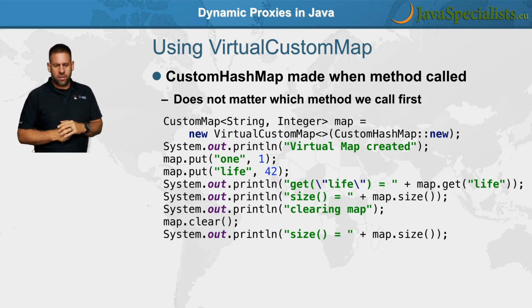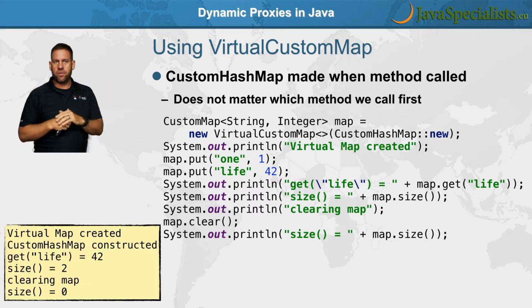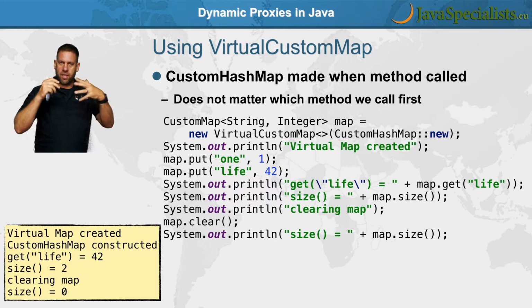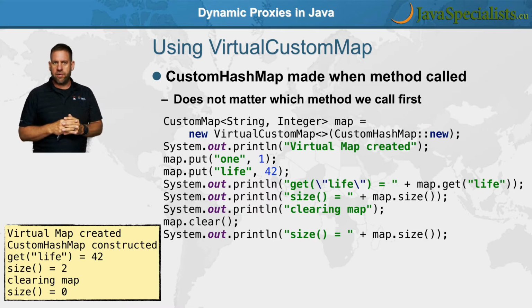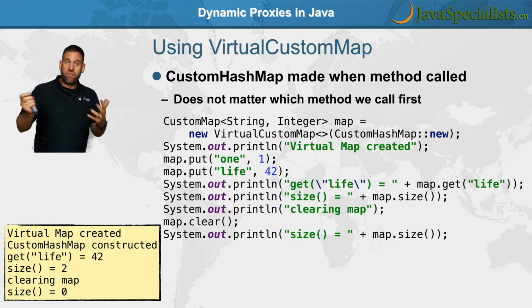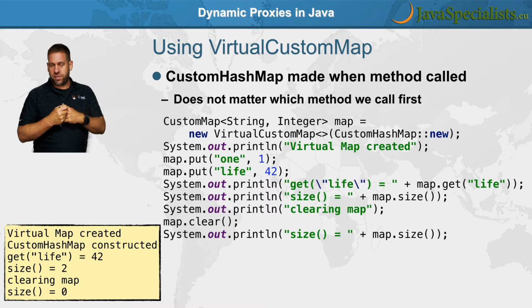This is what the client code could look like. I would make a virtual custom map, passing in a custom hash map constructor as a method reference, and then as soon as I start using it, you're going to see in the output that the custom hash map was created. So you see exactly at which point it gets created. And after that, it's available, and we can use it.